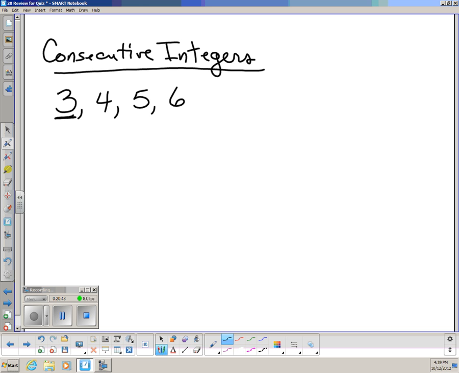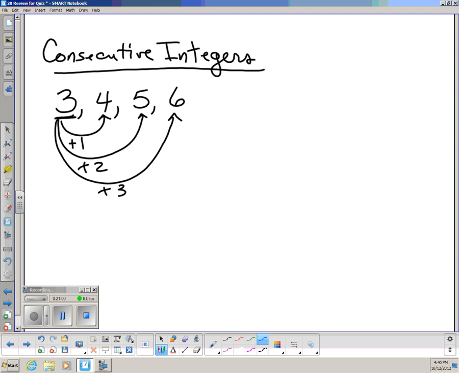To get from 3 to 4, I add 1. To get from 3 to 5, I add 2. To get from 3 to 6, I add 3. So now the idea is that let's say I didn't know what number I was starting with. Instead of a 3, I'm going to call it x. The next one on the list would be x plus 1. The next one after that would be x plus 2. The next one after that would be x plus 3.